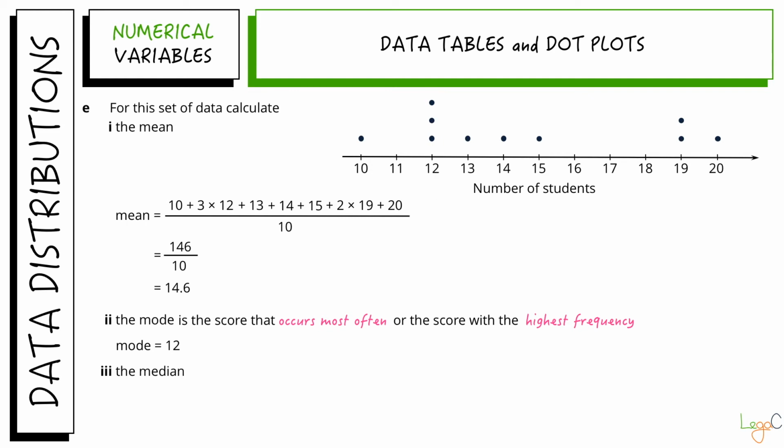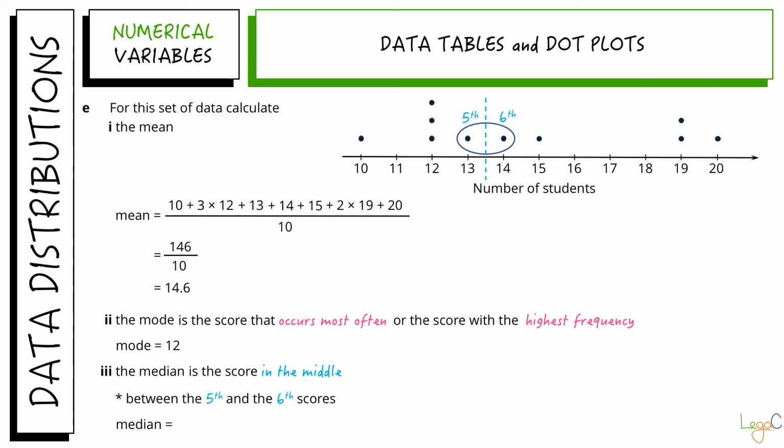Then we are asked to determine the median of this set of data. Remember that the median is the score in the middle. In this case, the median is between the 5th and the 6th scores. So we calculate the median, which is 13 plus 14, all divided by 2. And that gives us a median of 13.5.